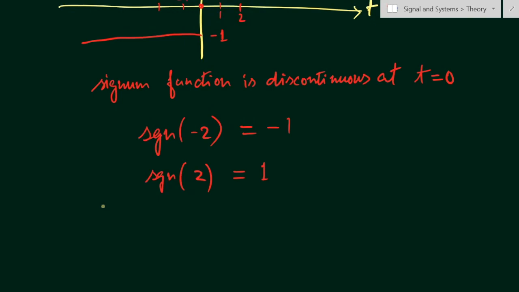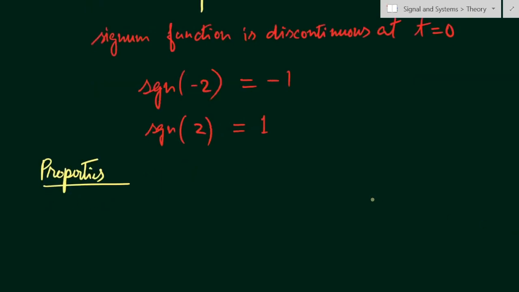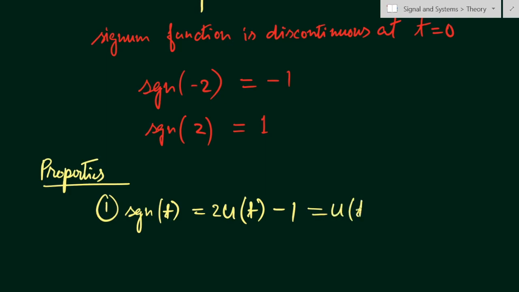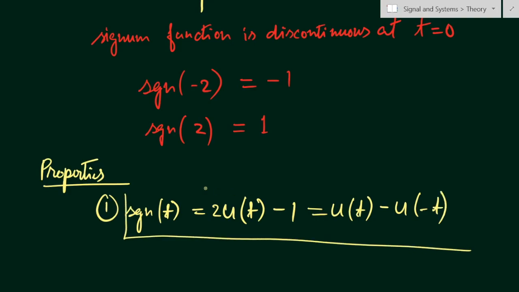So now let us see its properties. The first property is that the signum function Sgn of t is equal to twice u of t, this is the unit step signal, minus 1. So the relation between this signum function and this unit step signal is this one, and this can again be rewritten as u of t minus u of minus t. So this is the relation between the signum function and the unit step function.